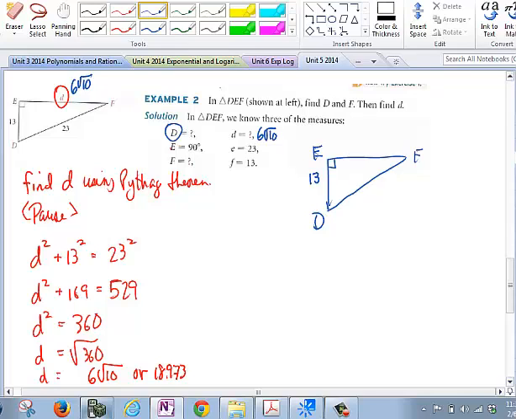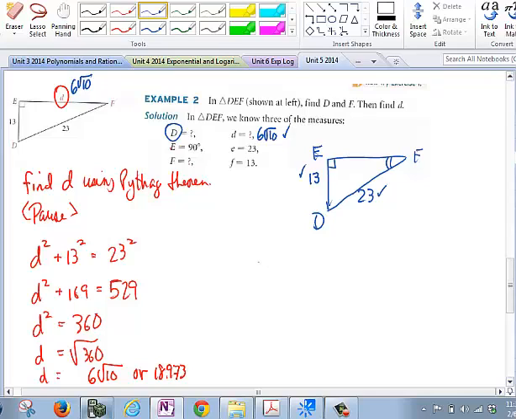So we're going to put the given, again, this is key, and I'm going to talk to you about this in class. We always want to use the given information. The 13 and the 23 were given. 6 root 10 was what we calculated. We don't want to use that in the next step, because if it's incorrect, it will make all of our other answers incorrect. So let's look and try to find angle F.